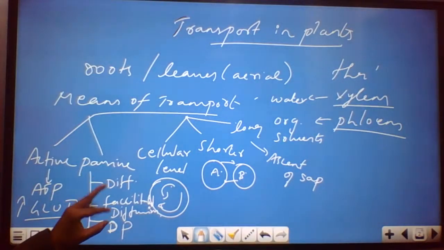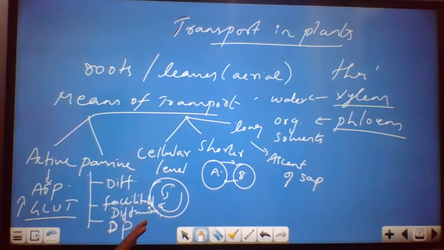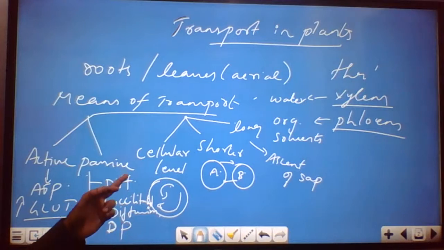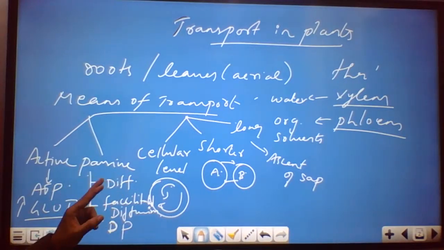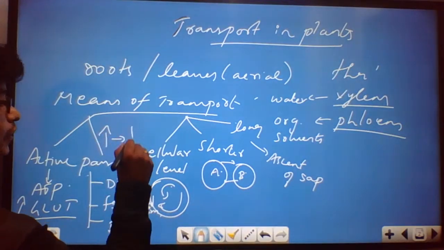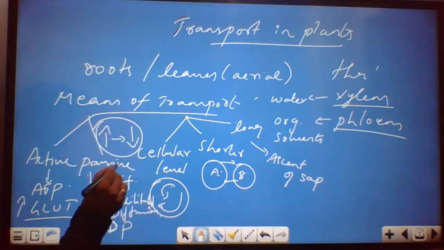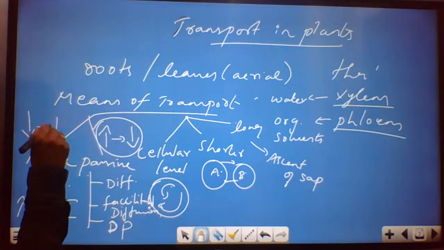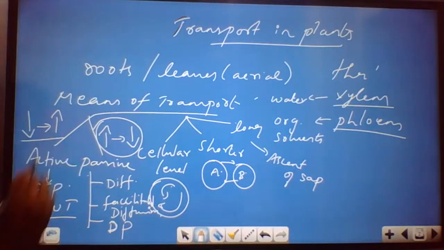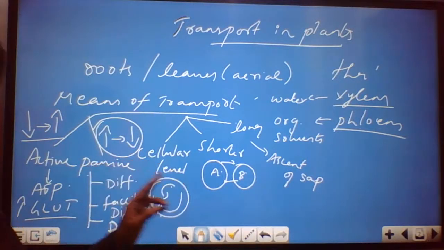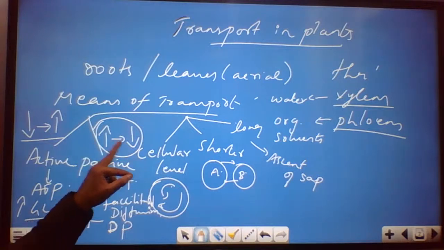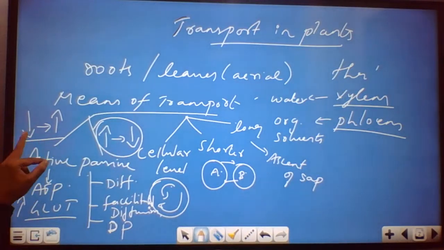So coming to normal diffusion, it doesn't require energy transfer, no ATP is required for this process. In normal diffusion, what takes place? Usually it takes place in gas, or in liquid, any form, where the molecules move from the higher concentration to the lower concentration for passive transport. But in active transport it is from the lower concentration to the higher concentration. This is the difference between active and passive. Here the molecules move from the higher concentration to the lower concentration. In active it is lower concentration to the higher concentration.